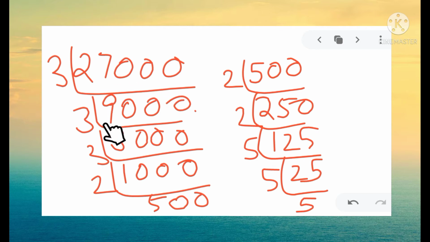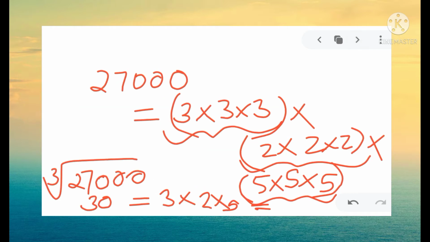By 5, 5. So from this factorization we can see that 3 3 times, 2 3 times and 5 3 times. So 27,000 is 3 into 3 into 3 into 2 into 2 into 2 into 5 into 5 into 5. That means 3 groups. Each group contains 3 3's, 3 2's and 3 5's. Then how can we find the cube root of 27,000? So 1 3 from the first group, 1 2 from the second group and 1 5 from the third group. So the answer is 3 into 2 is 6, 6 5's are 30.